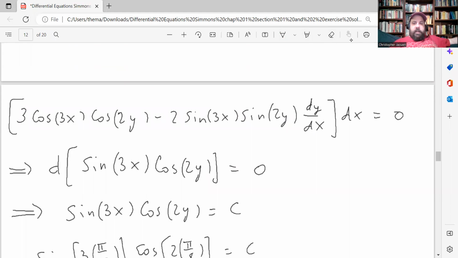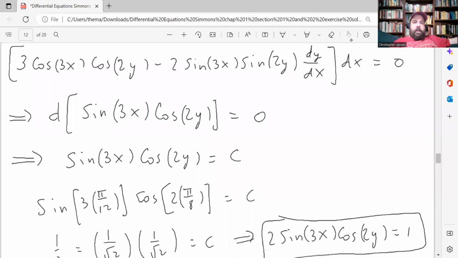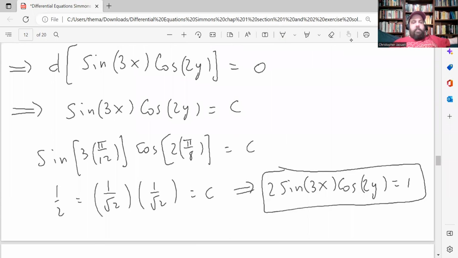That's equal to 0 because the right-hand side is equal to 0. And if you integrate the left-hand side, you just get sine 3x cosine 2y equals an arbitrary constant. And then you plug in your values. Sine of 3 times pi over 12 is the same thing as sine of pi over 4, which is 1 over radical 2. Cosine of 2 pi over 8 is the same thing as cosine of pi over 4, which also is 1 over radical 2. 1 over radical 2 times 1 over radical 2 is 1/2. So that's your value for c.